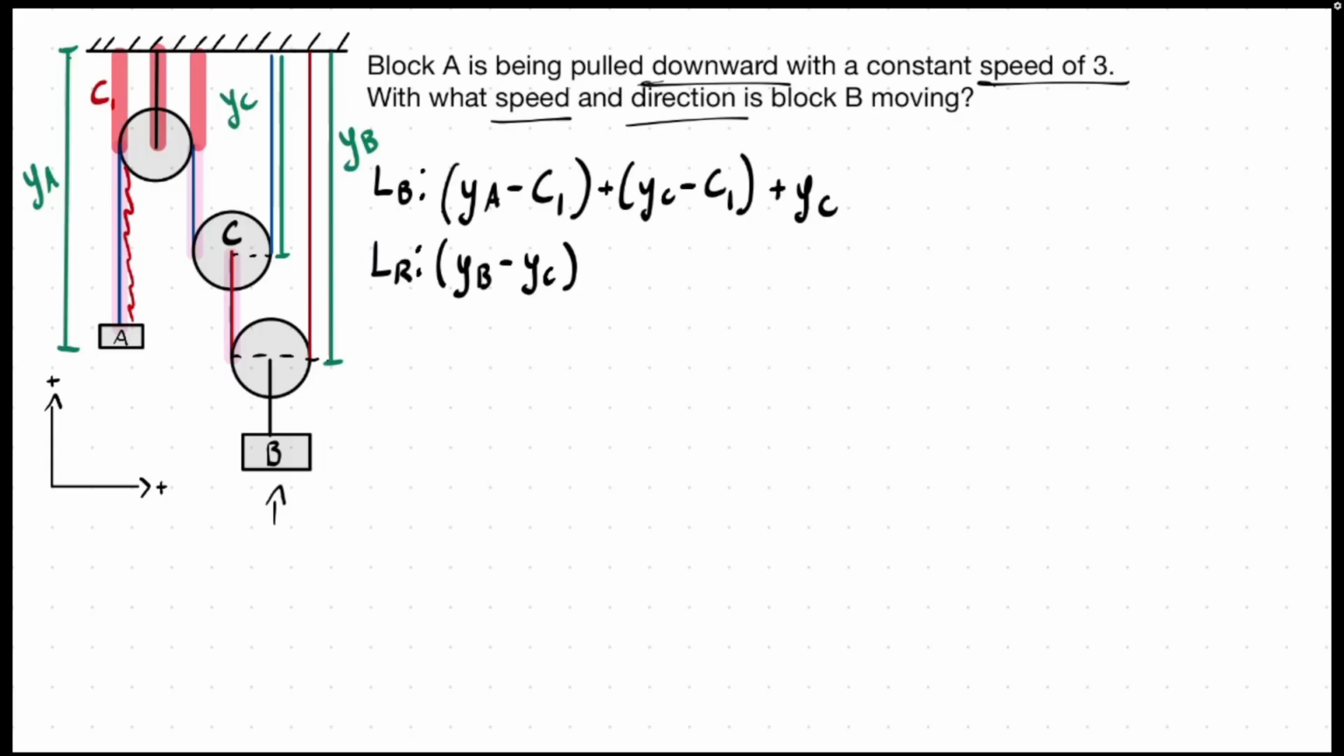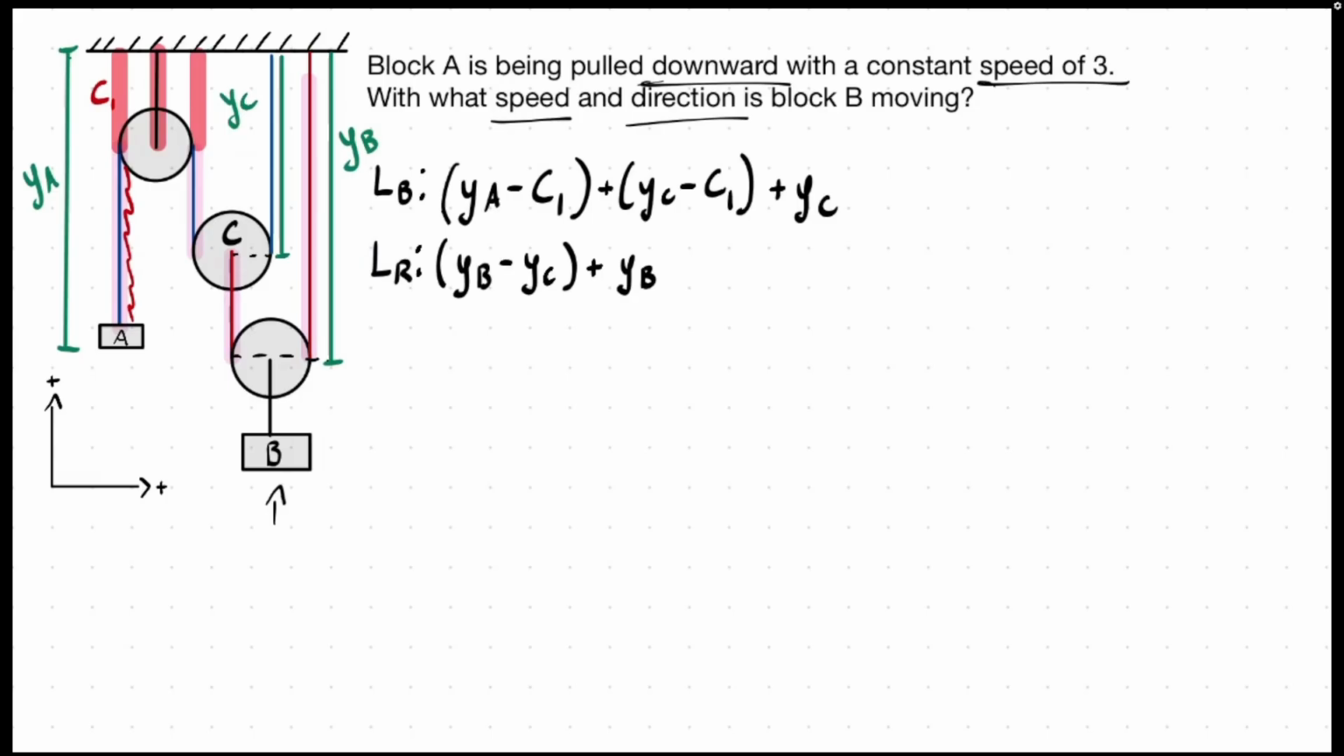Perfect. And we can keep going. So plus, and then the length of this right side, I'll highlight it again, is just going to be, I hope you can notice that, YB. Okay, so we have these two equations for the length of the blue rope and the length of the red rope. Let's try and finish up.